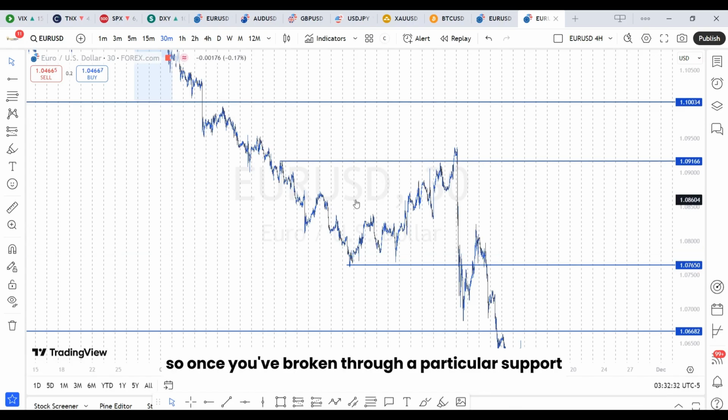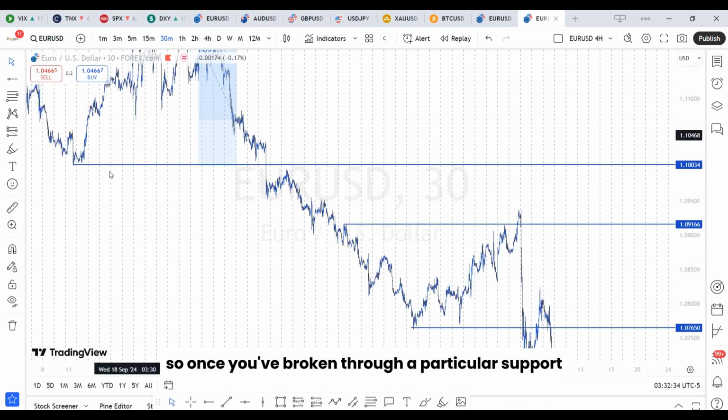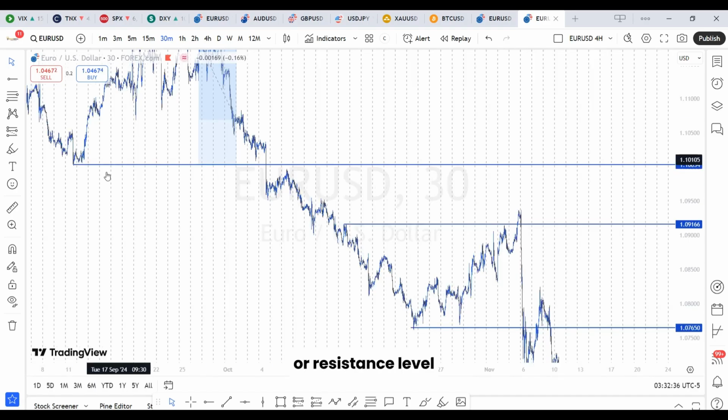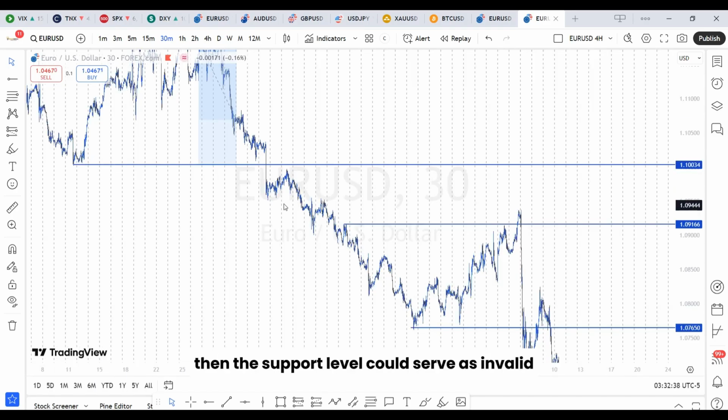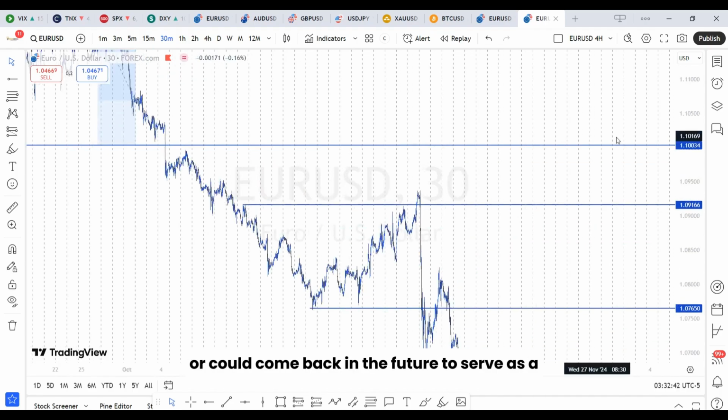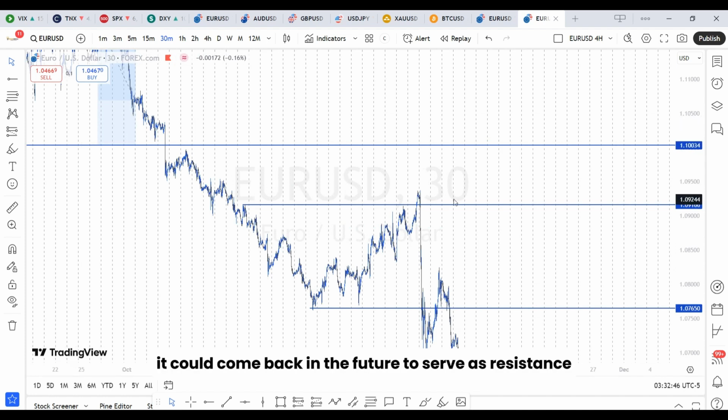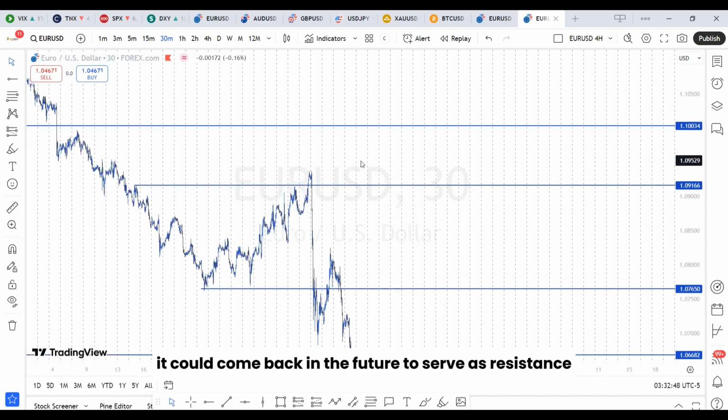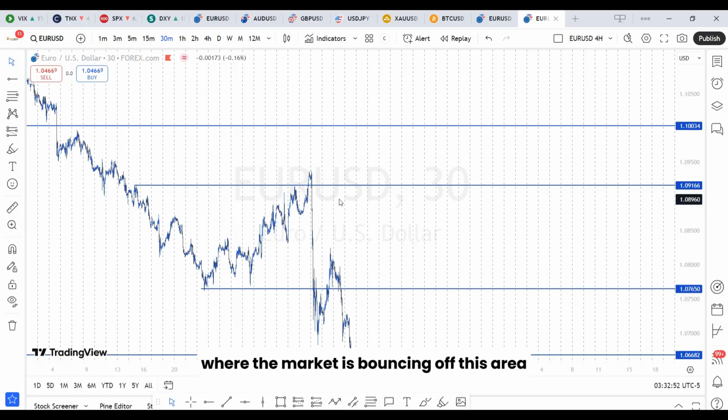It is going to help you. So once you've broken through a particular support or resistance level, then the support level could serve as invalid or could come back in the future to serve as a resistance. So if you break this support, it could come back in the future to serve as resistance. So we have this resistance level around this area where the market is bouncing off this area and refusing to break too far above that area.